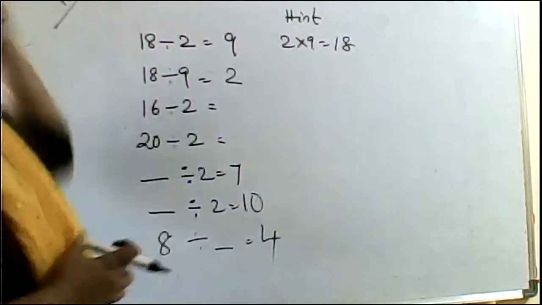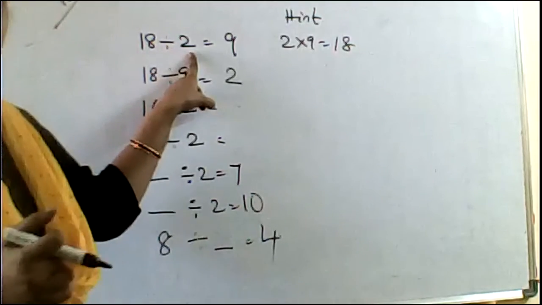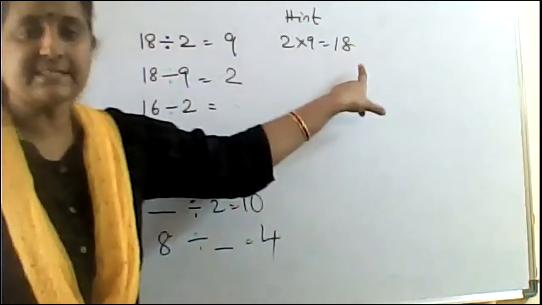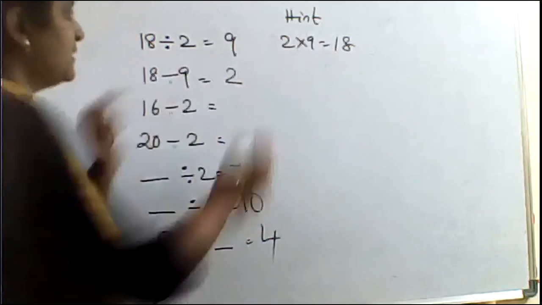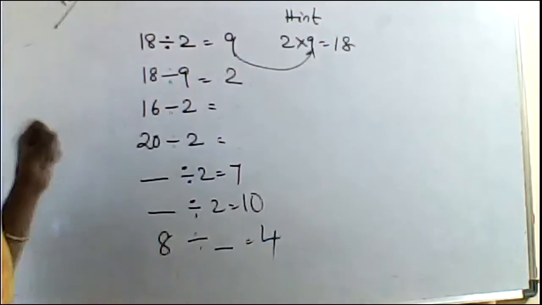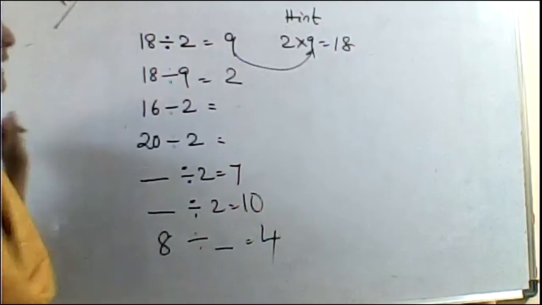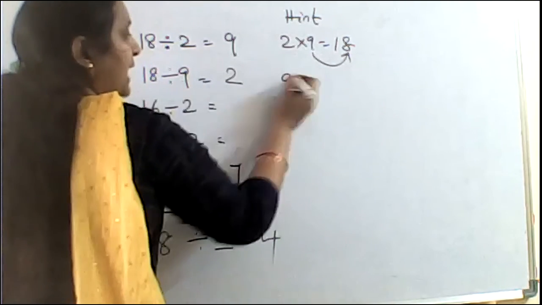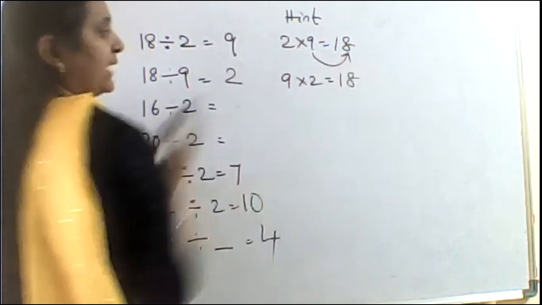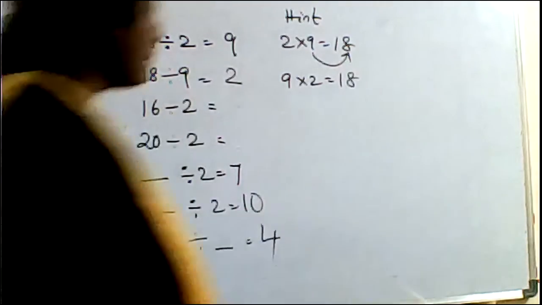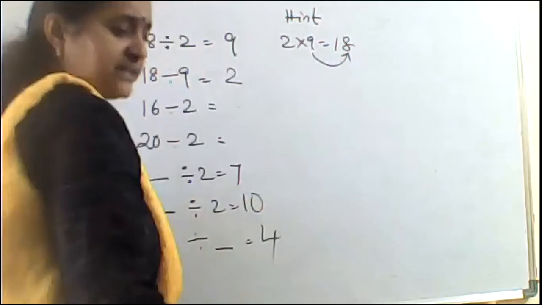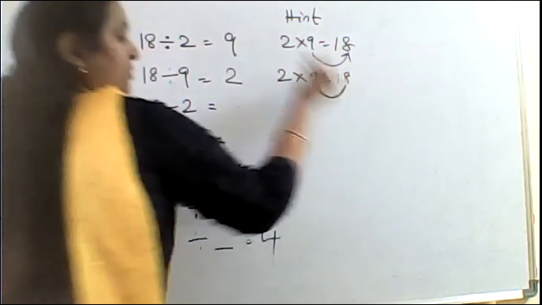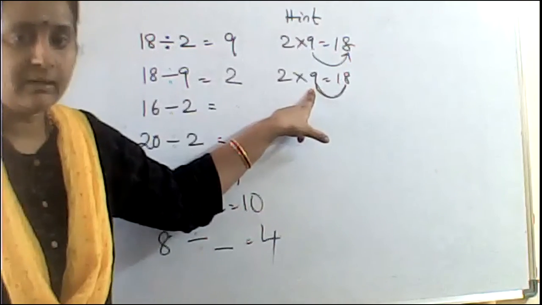Multiplication fact. So here we know 18 divided by 2. That means in the 2 table, where will you find 18? 2 nines are 18. So the answer is 9. This is the hint we have. Now, 18 divided by 9. In the 9 table, 2 nines are 18. What is the hint here? We have to use the 2 table. It is given for us. So 2 nines are 18. When you are dividing 18 by 9, what are you getting here?